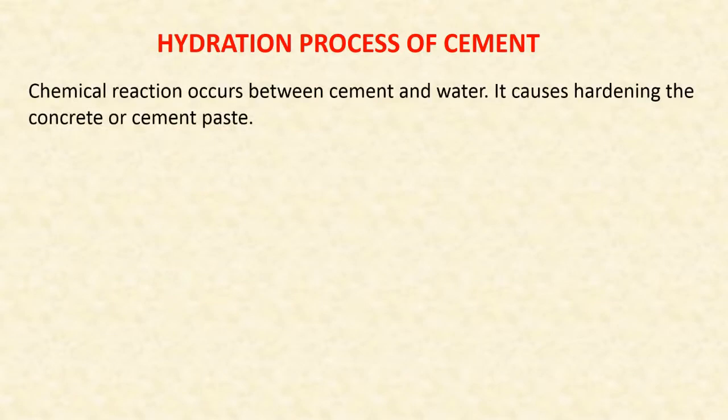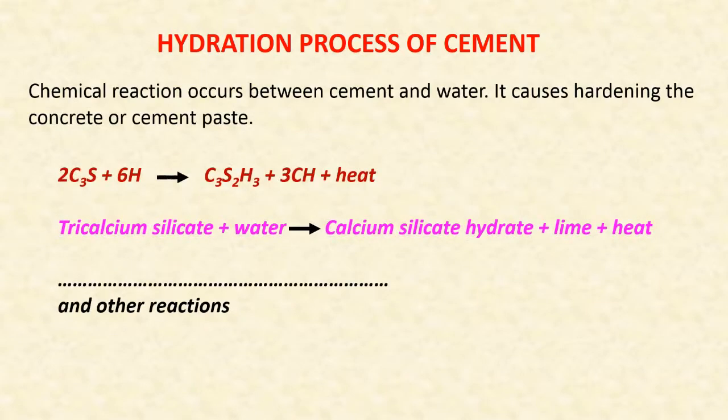Hydration process of cement. A chemical reaction occurs between cement and water. It causes hardening of the concrete or cement paste. Tricalcium silicate plus water becomes calcium silicate hydrate plus lime plus heat. This is the main equation of the hydration process.